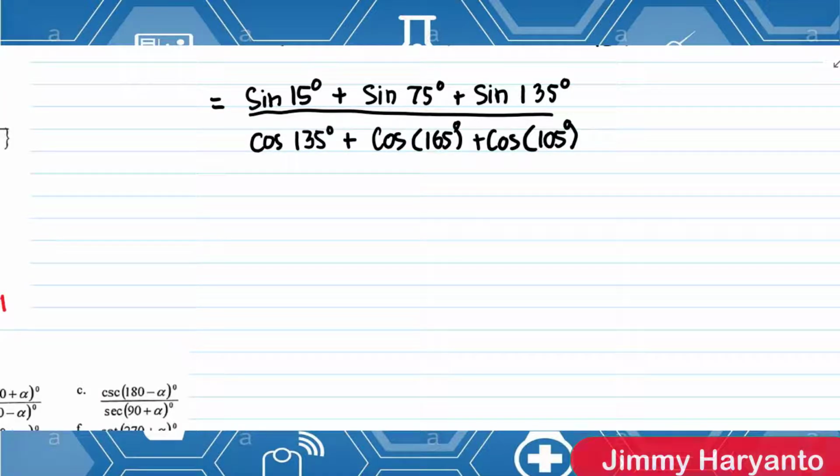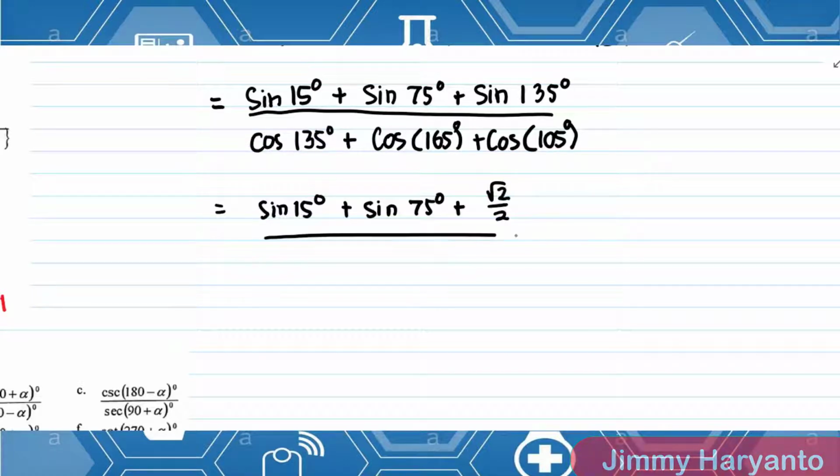and the result will be like this: sine 15 degree. Unfortunately, we don't have sine 15 degree in our table, and we also don't have sine 75, so we can only calculate for sine 135. So I will leave this sine and this sine also, and then for this one I will calculate it, square root of 2 over 2, over cos 135, negative square root of 2 over 2, in quadrant 2 negative.